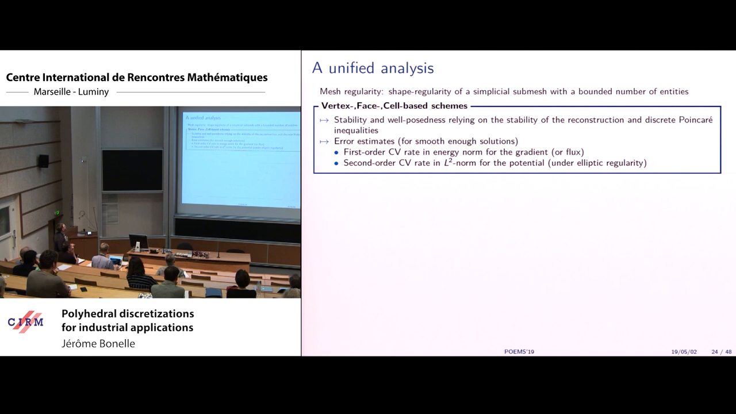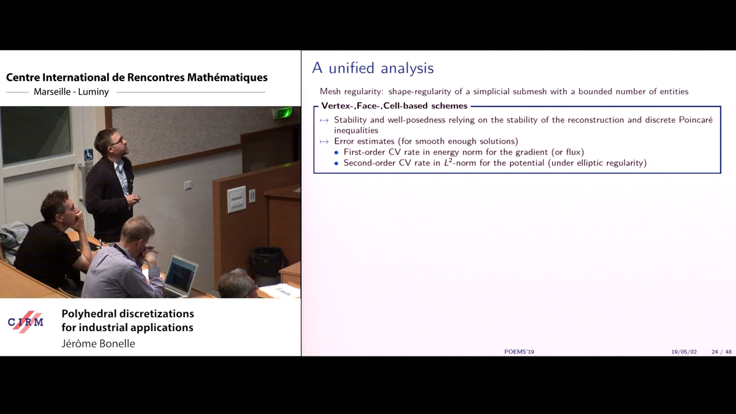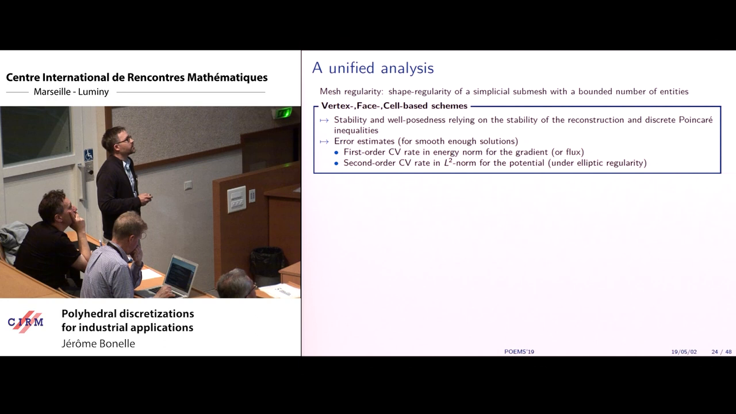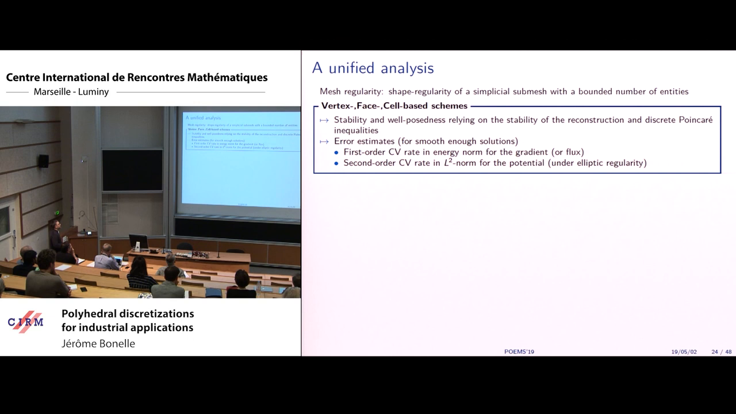But in fact, during my PhD and the PhD of Pierre Quentin, we demonstrated, under classical mesh regularity assumptions, that vertex, face and cell-based schemes converge, are stable and well-posed, and this relies on the stability of the reconstruction operator and on a discrete Poincaré inequality. And we have two kinds of error estimates: first-order convergence rate in energy norm for the gradient and the flux, and second-order convergence rate in the L2 norm for the potential under additional elliptic regularity.